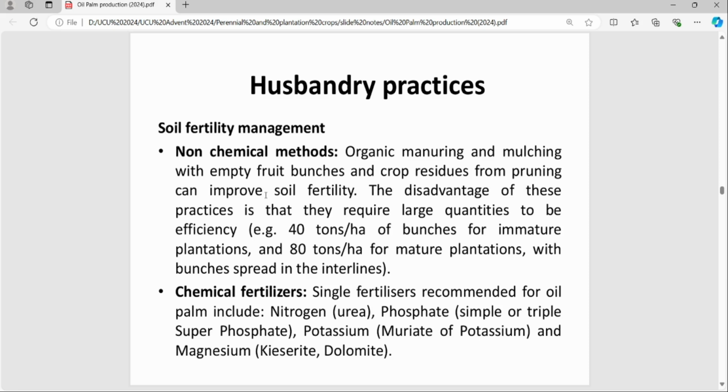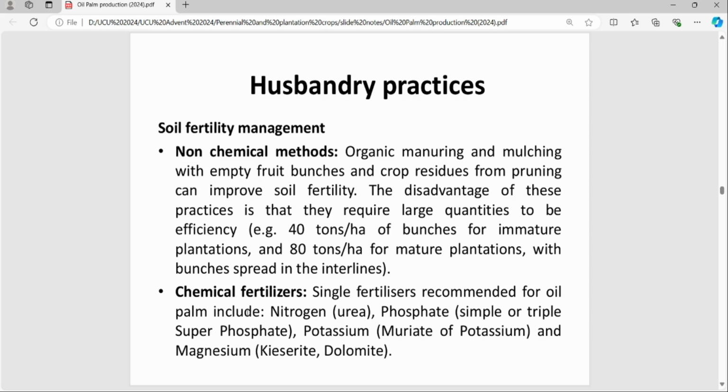Then the other husbandry practice is soil fertility management. And soil fertility management can be either by use of non-chemical methods, for example, application of organic fertilizer or manure. Using mulch that can decompose can also help in improving fertility. As the mulch decomposes, it will be adding more nutrients into the soil. And then we also see that you can plant leguminous plants that can fix nitrogen within the soil.